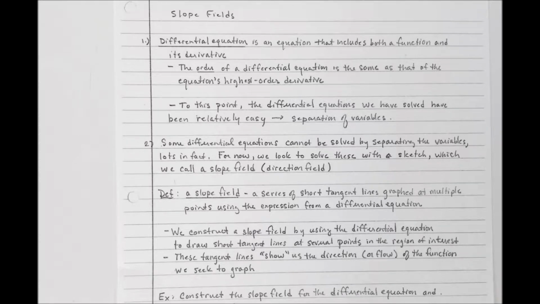Now, a differential equation, of course, that we've talked about in some detail, is an equation that includes both the function and its derivatives, and the order of the differential equation is the same as that of the equation's highest order derivative. So differential equations, for the most part, we have been dealing with first order or second order differential equations, and we have solved them using a method called the separation of variables. Now, what happens if we get one where it's not easily solved by separating the variables?